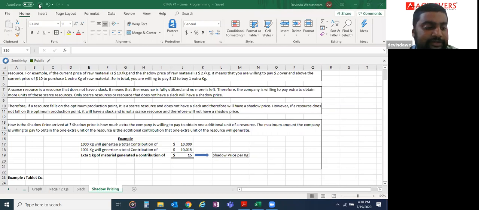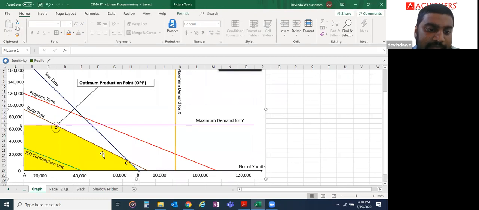Only the resources that fall on the optimum production point. In the tablet company example, there is only one resource that falls on the optimum production point, that is build. So build will have a shadow price because it falls on the optimum point and is a scarce resource. Program and test will not have a shadow price because they do not fall on the optimum point and are not scarce resources.